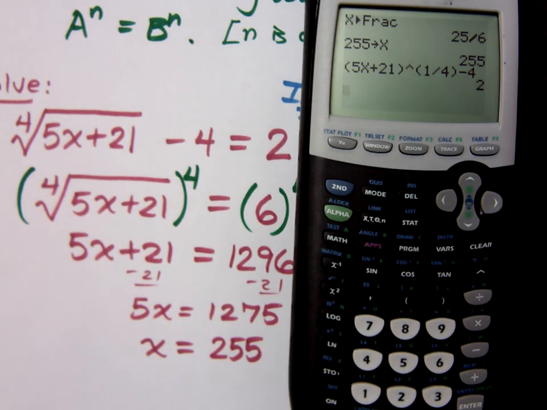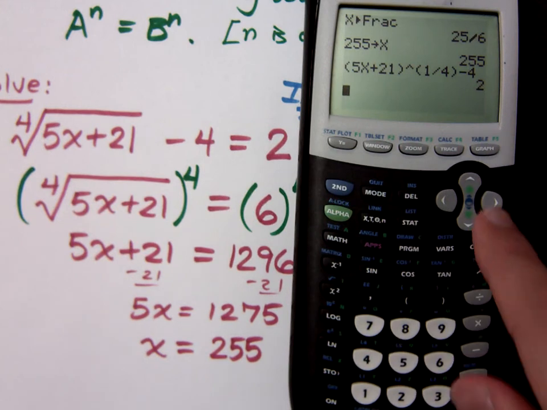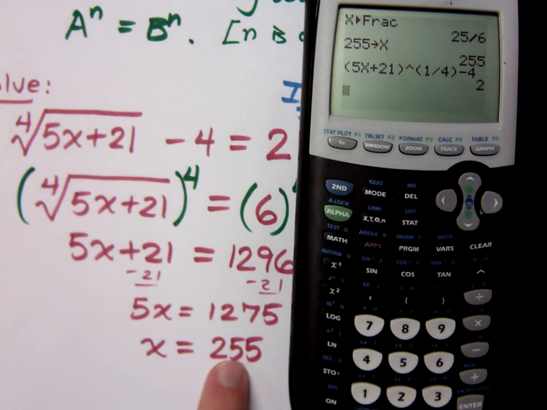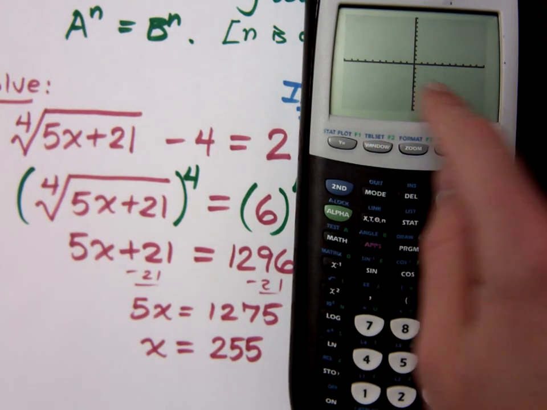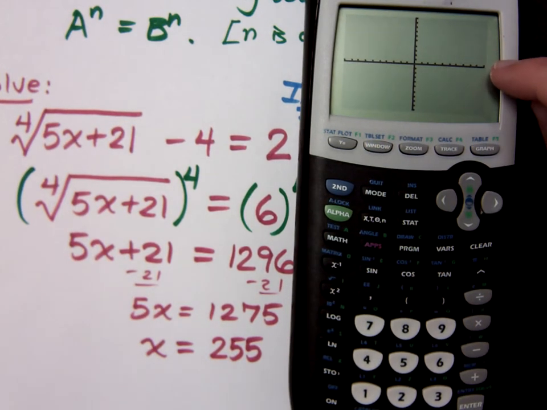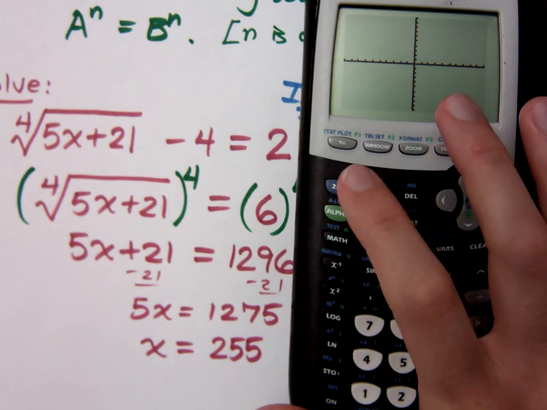This is not going to be a fun one to verify by graphing because the solution is x equals 255, right? In your standard graphing window, how far out does it go? 10. It goes out to 10, so you'd have to seriously adjust your window just to see the intersection. To me, that sounds like a waste of time. So I'm going to go with what I know.